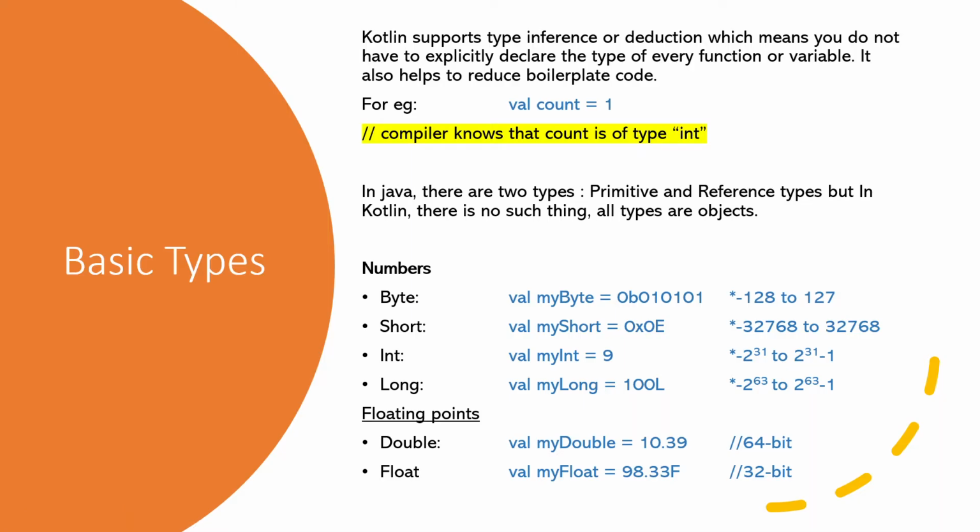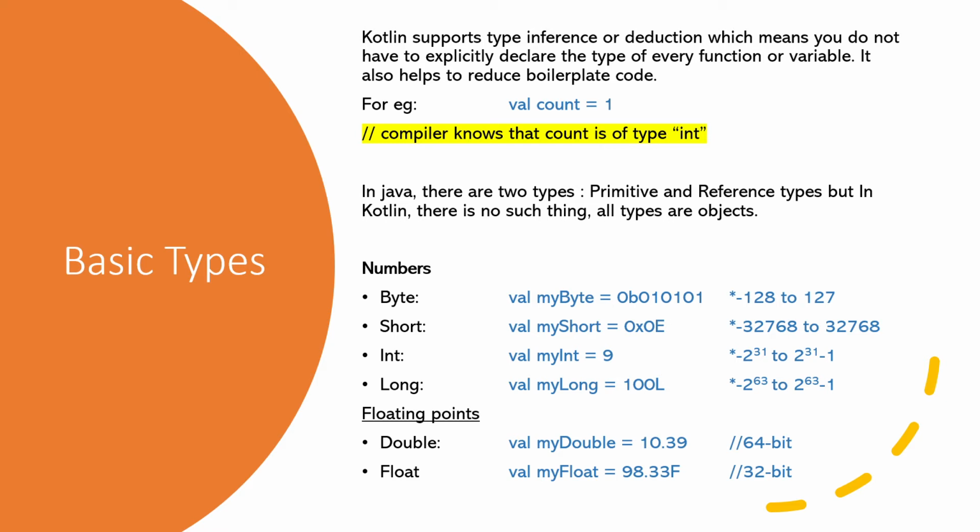Kotlin does not need any declaration of data type of variables or functions, which makes it type inference also. For example, if we write count equals 1, I don't need to declare its type like int, float, string, etc., like we used to do in Java. Kotlin compiler already knows its type from context. In Kotlin, all types are objects.